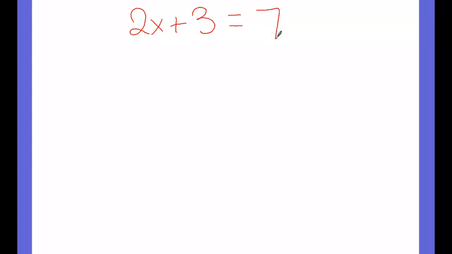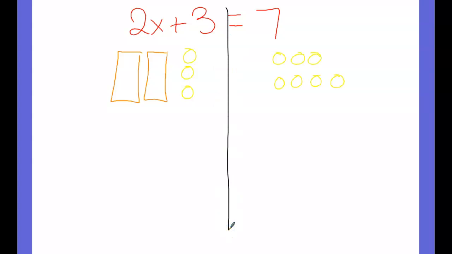So, if we were to draw this out with our algebra tiles, our new algebra tiles are orange, so we'd have two x's like this, and then we'd have your yellow ones, 3 positives, and then we'd have 7 positives over here, right? If we were using our algebra tiles. So what would you tell me to do first to solve?